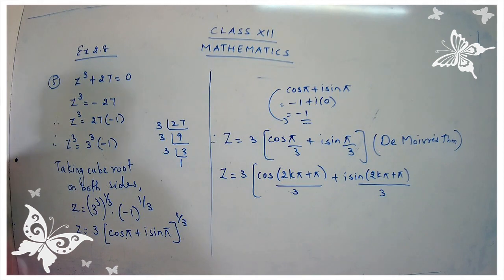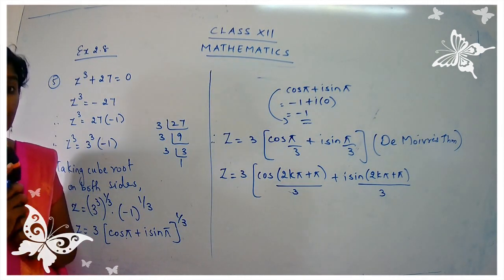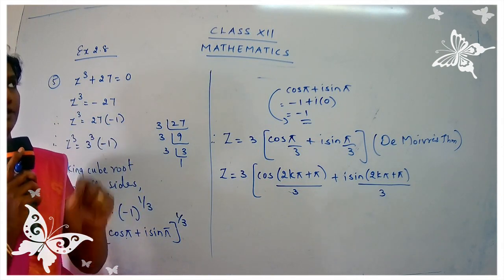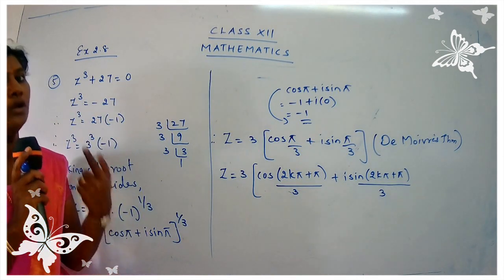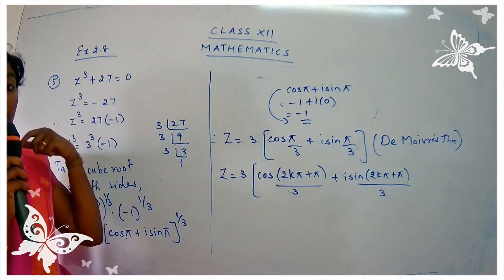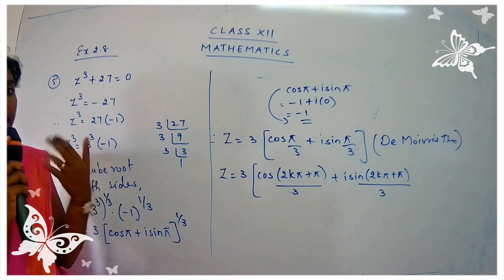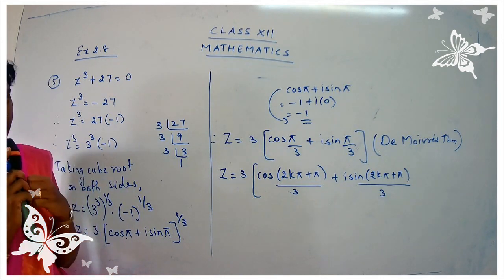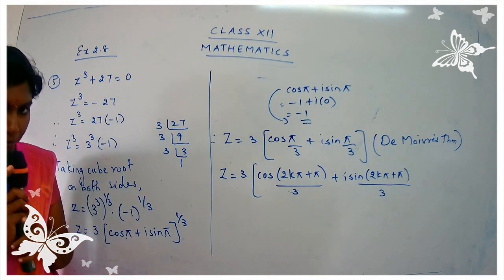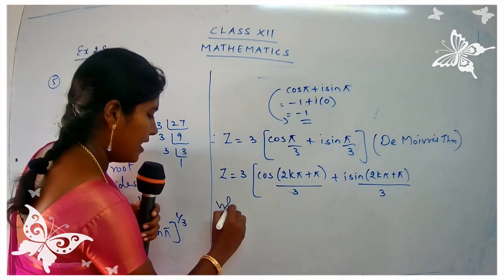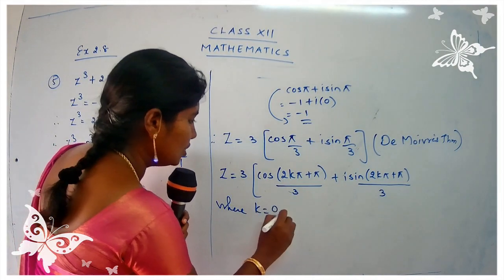If you solve a quadratic equation, we get 2 values for x. Yes, children? If you have a linear equation, you have 1 value for x. If you have a quadratic equation, you have 2 values for x. Similarly, now here we are dealing with a cubic equation. So when you are dealing with a cubic equation, how many values are you going to get? You are going to get 3 values. So what are we going to do here? We are going to take the value for k as 0, 1, 2.